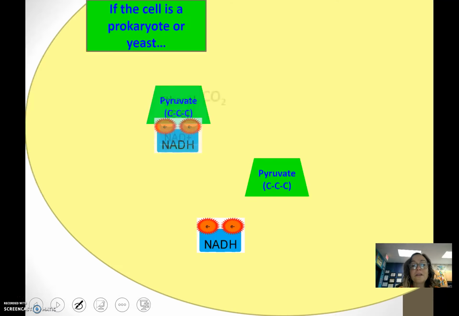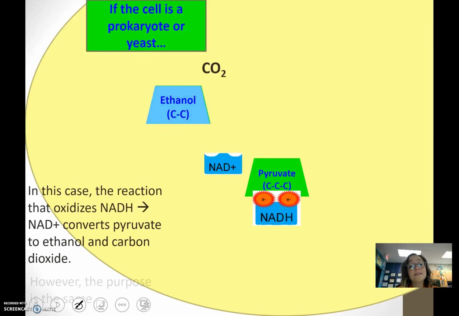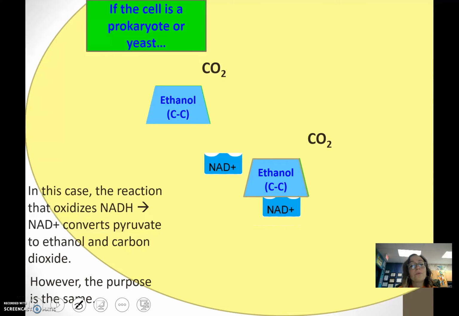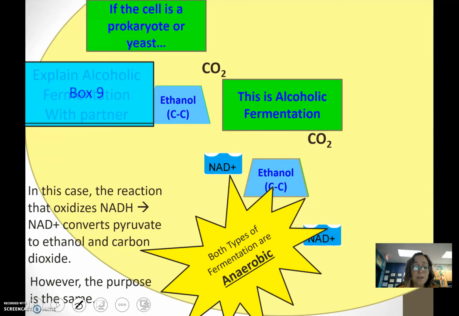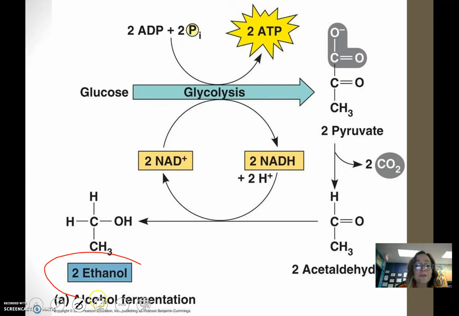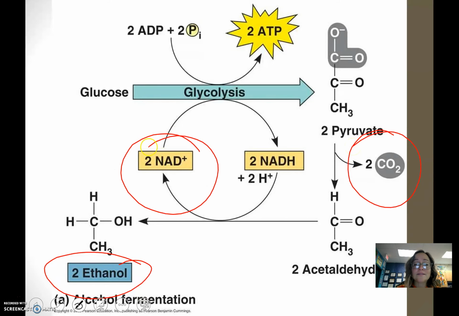Now in bacteria or yeast, the idea is the same. Well, the reaction's not the same, but the idea is the same, except the products in alcoholic fermentation are going to be a 2-carbon alcohol called ethanol and carbon dioxide. But again, it's to oxidize the electron carrier to continue glycolysis.